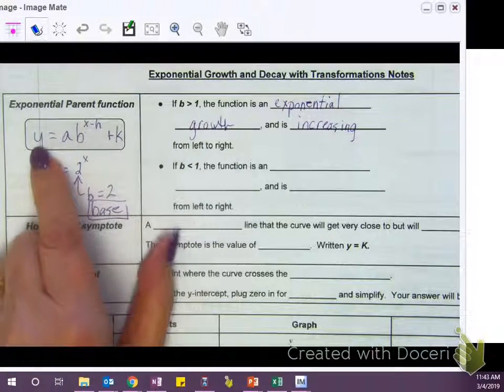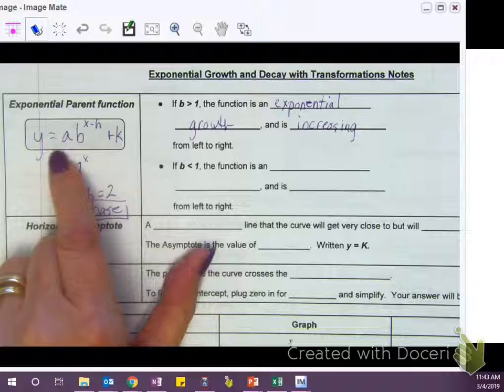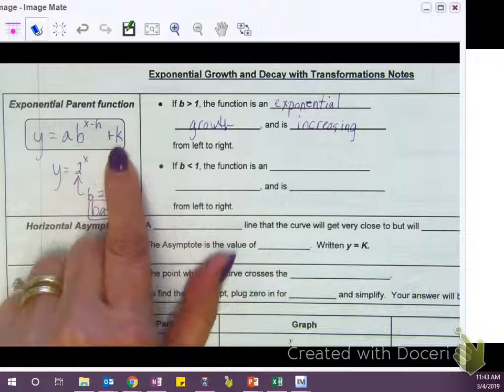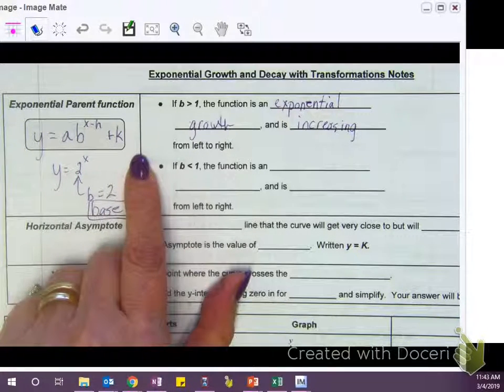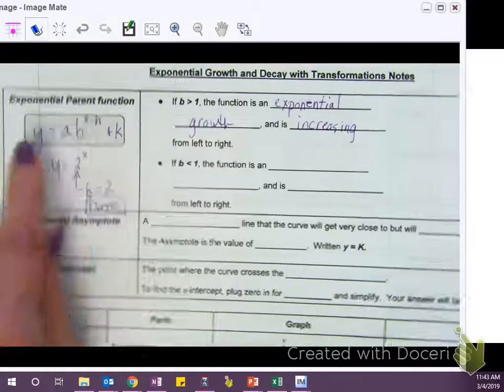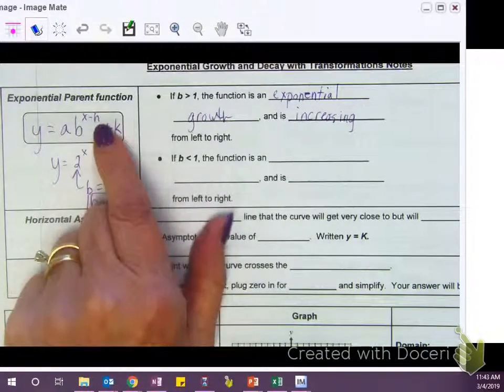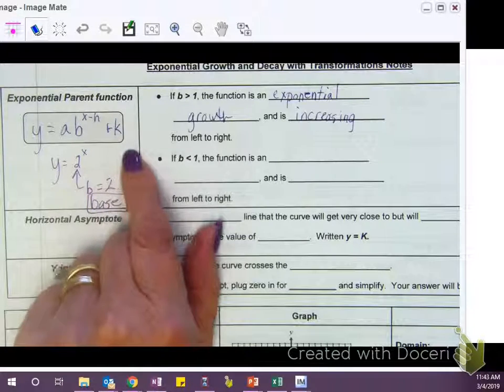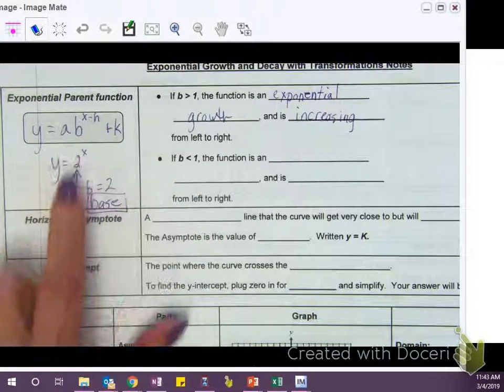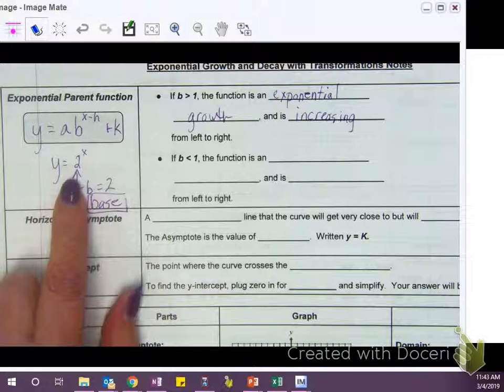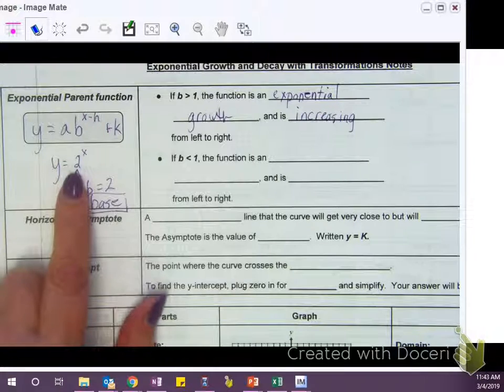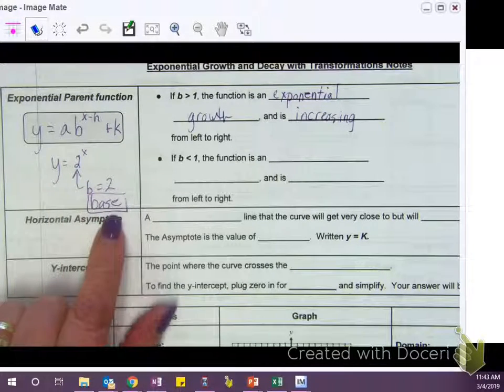Okay, so y equals a times b to the x minus h plus k is our general parent function, where a is the vertical stretch, compression, and reflection. H is the horizontal shift. K is the vertical shift. The b is the base. It can be anything. It can be 2 to the x, 3 to the x, e to the x. Whatever that is, that b value is called the base.